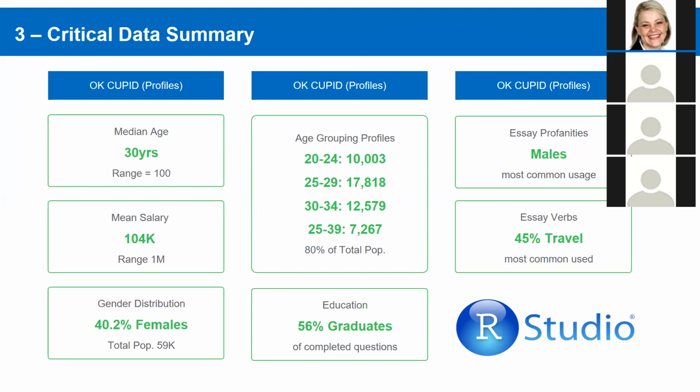So some of the insights we found during our analysis of the data: we tried to understand who our users were, and some of the preliminary findings were that our average user is of 30 years median age. Their salary tends to be around 104K. The gender distribution skews to be predominantly male. We have a 40.2% female user base.